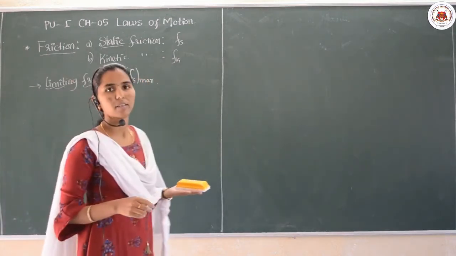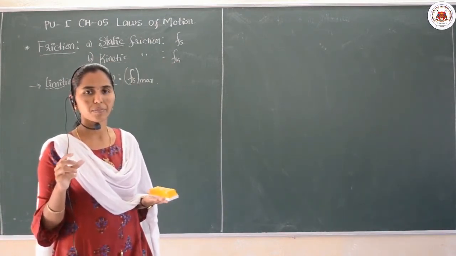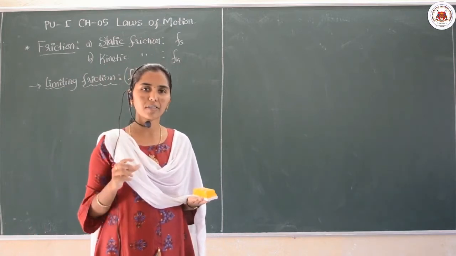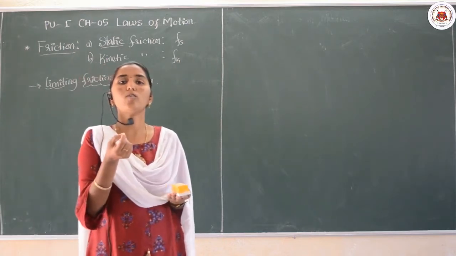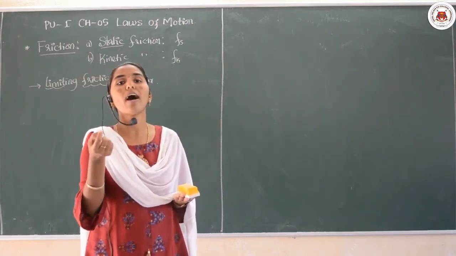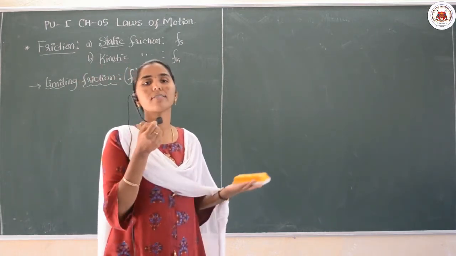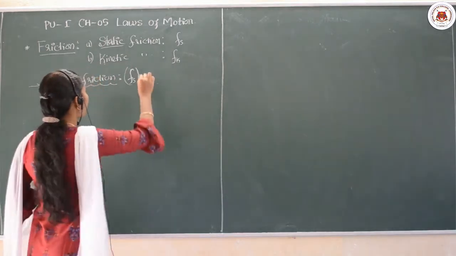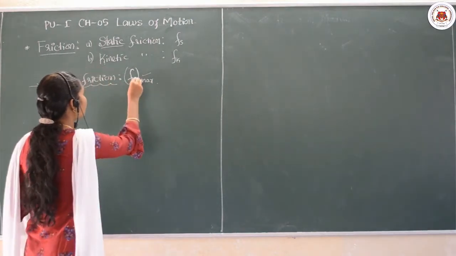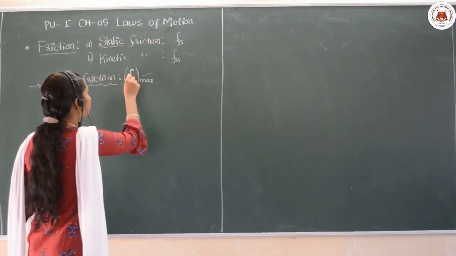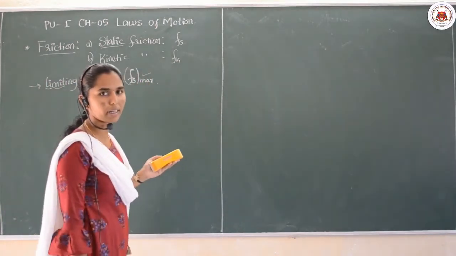Then what does it mean? Limiting friction means the maximum value of the static friction at which the body just tends to move over the surface of another body. That we call the limiting friction here, and that is why the maximum value of that is represented by Fs maximum. I hope the points are clear, right?